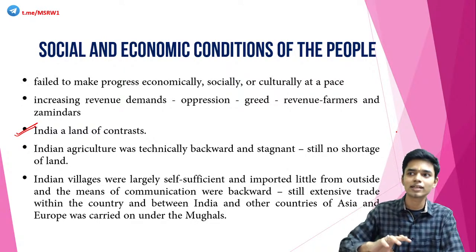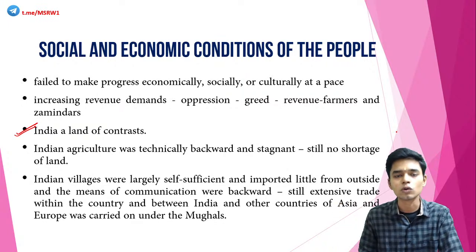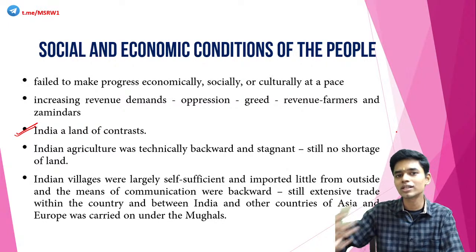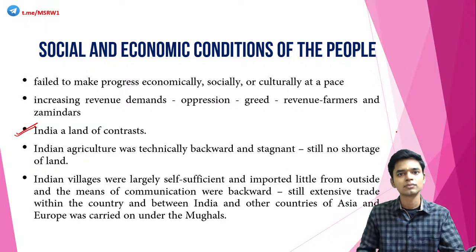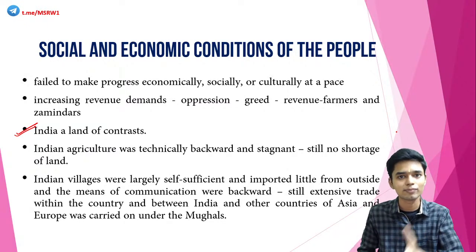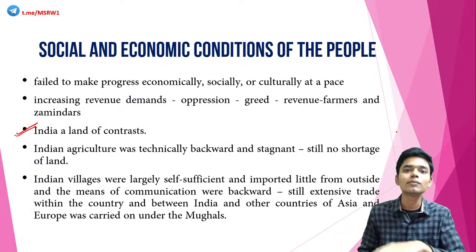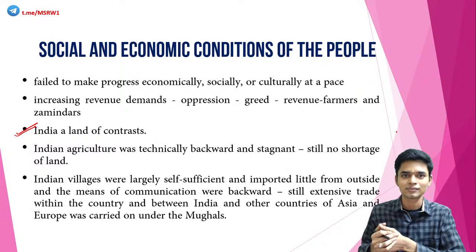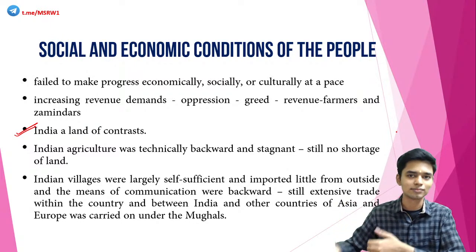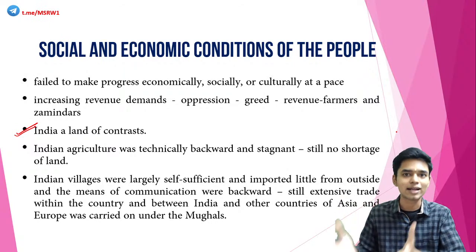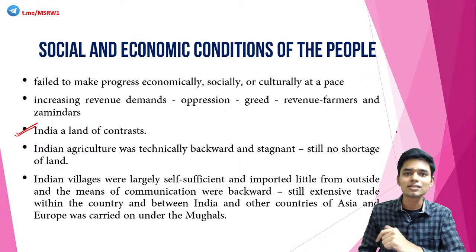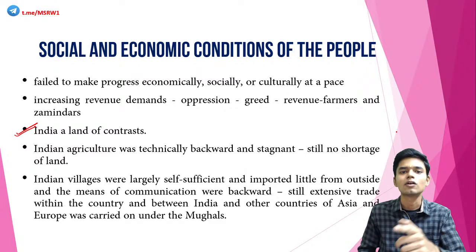But we cannot say that the overall productivity was extremely low, because in order to compensate for this lack of mechanization in agriculture, the farmers used to put in their best efforts. The peasants used to put in their very best efforts and used to create magic in the fields. So the output was not that bad, but still the lack of science and technology had its reservations.